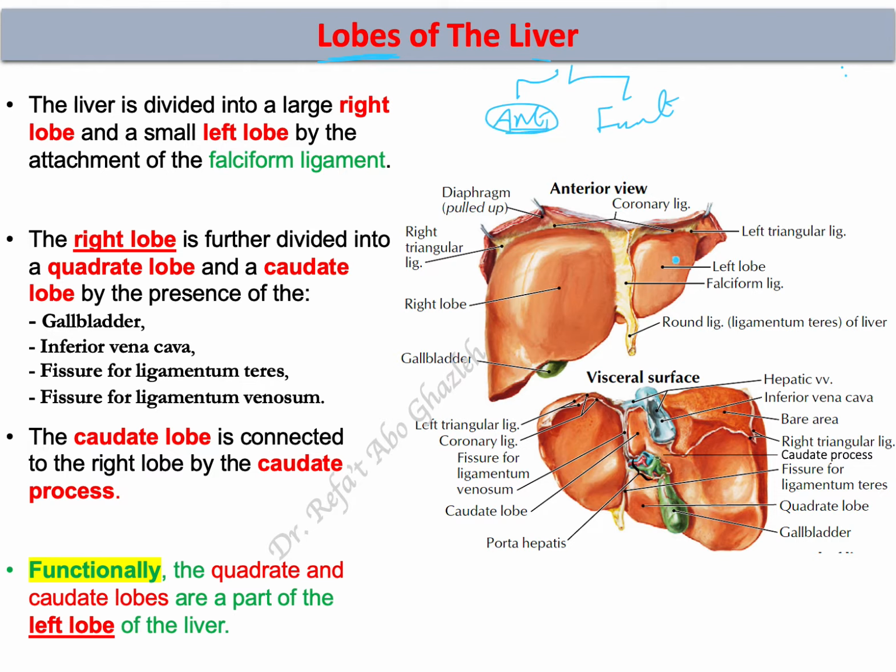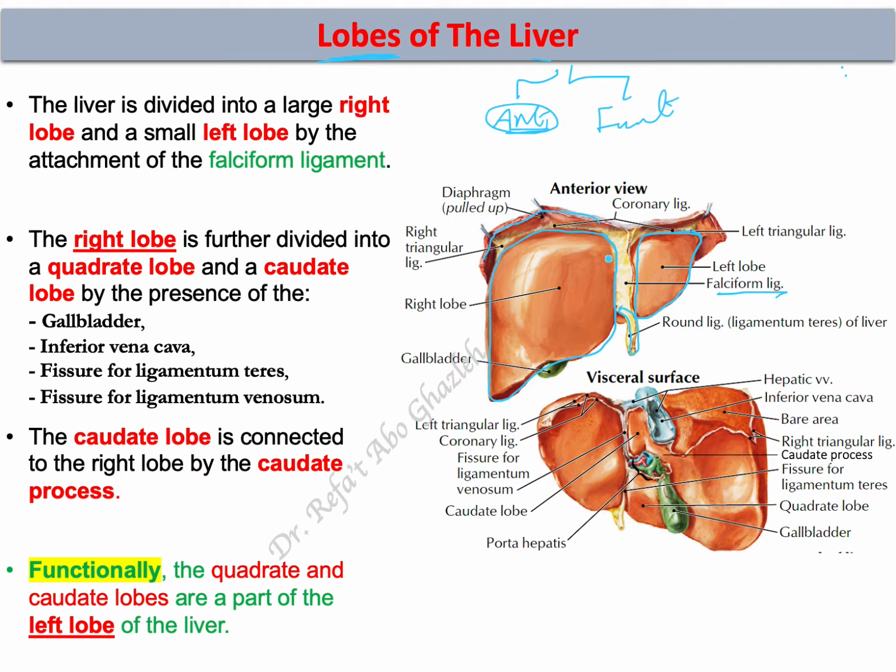If you look at the figure up here, you will see this is the anterior view of the liver, and up there is the diaphragm that's pulled up, and so you can see the falciform ligament. There is a video on the falciform ligament, you can watch it if you want, but we know that the free edge of the falciform ligament contains the round ligament, and anatomically the falciform ligament divides the liver into a right large lobe and a left small lobe.